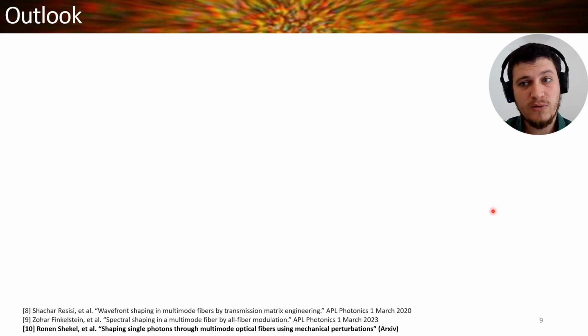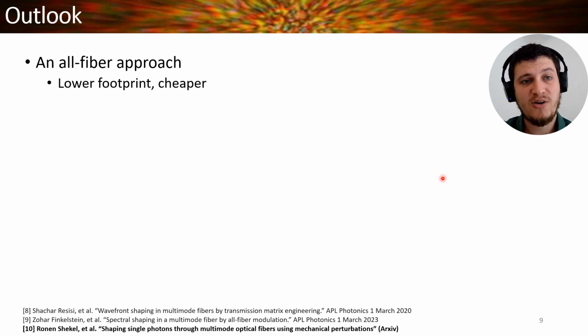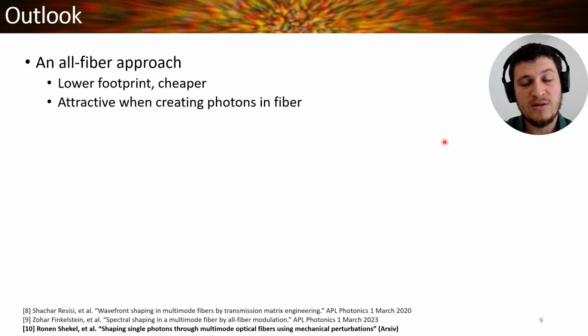So looking forward, one of the main advantages of our approach is that it is all fiber. This allows us to have a low footprint on the collection telescope, and it can also be cheaper. A second thing with all fiber is that there have been recent works showing that they can create entangled photons inside the multimode fiber. So if you create them inside the fiber and then you shape them inside the fiber, it can be really useful to create these quantum circuits, and also for entanglement distribution when everything happens inside the fiber.